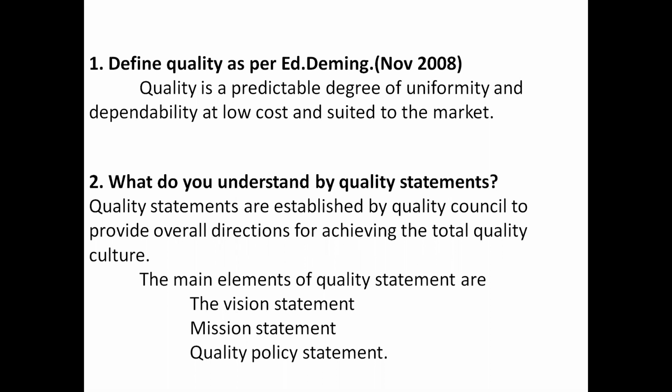First one comes under Unit 1: Define quality as per Edward Deming. This was asked in November 2008. Quality is predictable degree of uniformity and dependability at low cost and suited to market. If you write the predictable degree of uniformity and suited to market, you will get full marks. Better to study these two lines only. You can memorize these things.